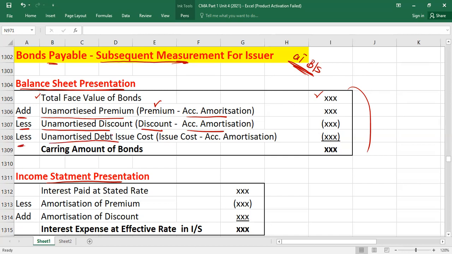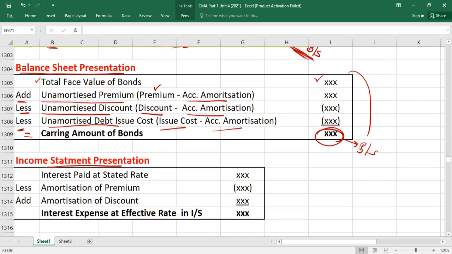And in the same way, you might have less unamortized debt issue cost, which is not in CMA, but practically is there. So how will you get unamortized debt issue cost? You take issue cost minus accumulated amortization. So this will give you the carrying value of the bond, which will be reflected in the balance sheet. Understood? I'm just explaining the format. This is for the balance sheet. Just remember, I will keep applying this format during my session.